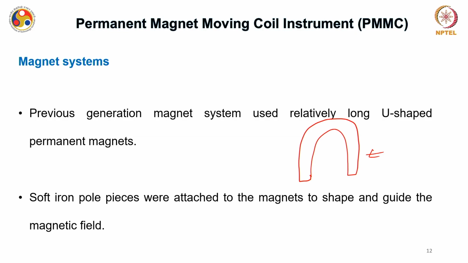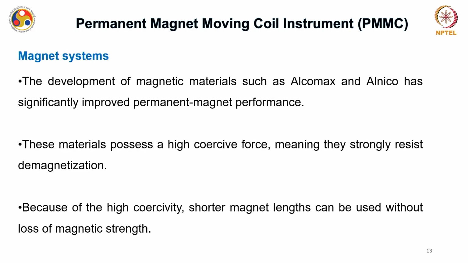Now soft iron pole pieces are attached to the magnets to shape and guide the magnetic field. The development of new magnetic materials like alloys such as Alcomax or Alnico has improved permanent magnet performance. Because of the availability of these materials, you have very high coercive force. If you do not know about coercive force, just understand that these materials strongly resist demagnetization.